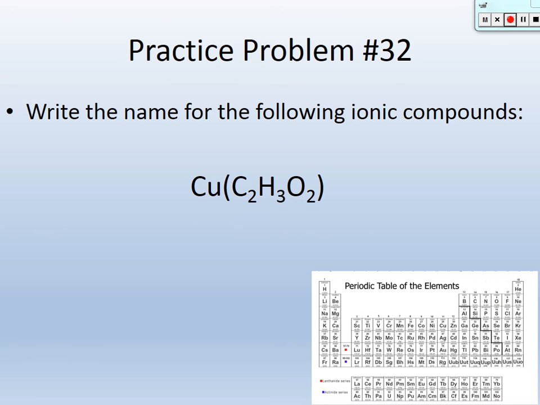This one has a little twist because, what do we call this guy, guys? Are you going to find that on the periodic table? No. So what is it? It's a polyatomic ion. So get your polyatomic ion chart out, and that will help you solve this one. Try it on your own. Hit play once you've got it.